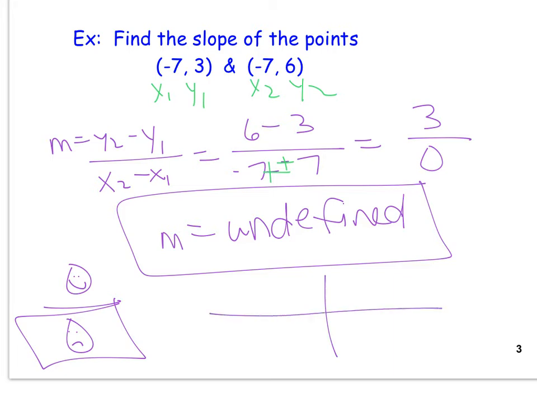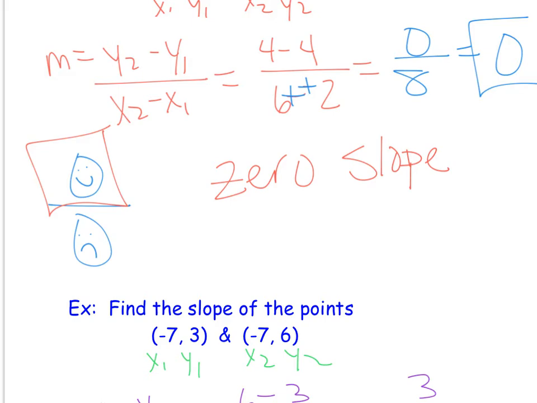Now, what I want to make very clear here is if I were to graph this, I would have the point -7, 3, and then I would have the point -7, 6. This makes a vertical line. So a vertical line has no slope. It is undefined.